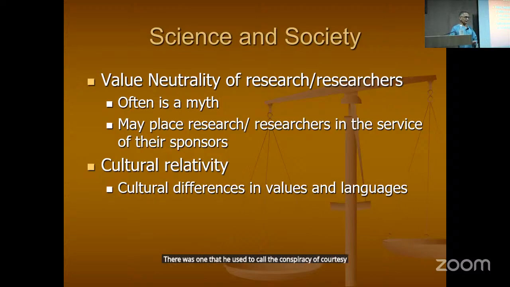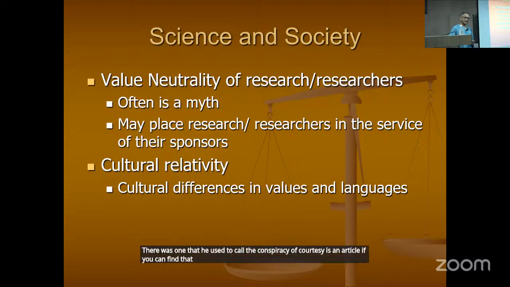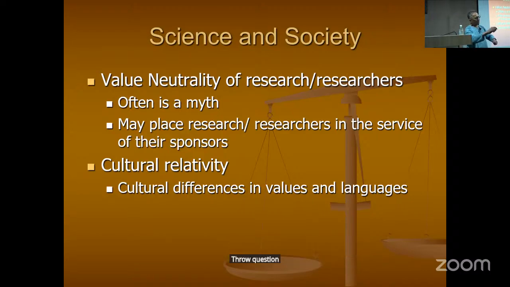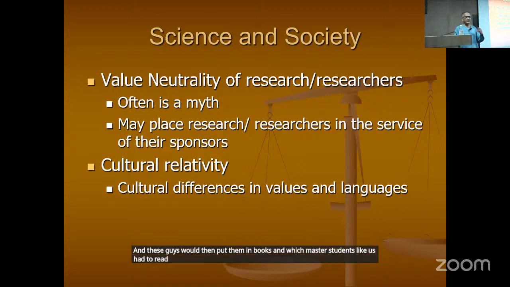There's an article, if you can find that, please read it. It's called the conspiracy of courtesy. All these Western researchers would end up in some part of Africa, like Everett Rogers and other people, and throw questionnaires, and people would come back. And these guys would then put them in books, which master students like us had to read in the 70s.